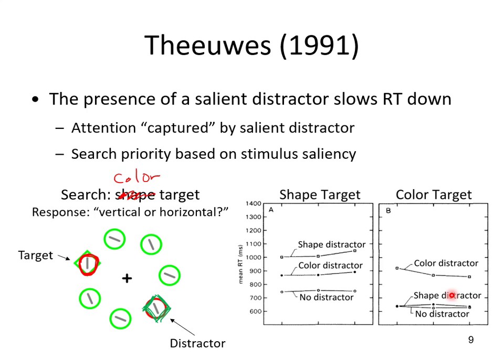We may only explain it this way. Search priority is based on stimulus saliency. When a color distractor disturbs a shape target, that reflects that the color distractor is stronger than the shape target. It is more eye-catching than the shape target. So when you're looking for a shape, you have a very strong color distractor, you go there first, and then you go to the target. That's why you have a slowdown, right?